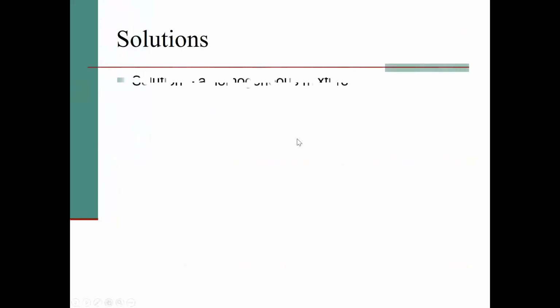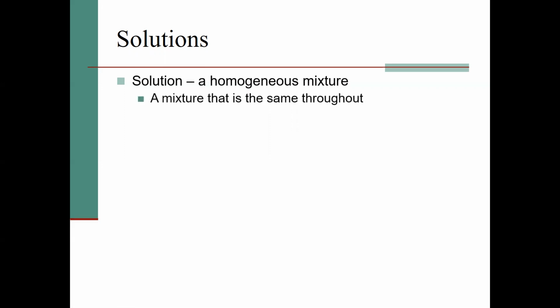So a solution is a homogeneous mixture. Homo means the same. A homogeneous mixture is something that is the same throughout. Typically, a solution is a liquid homogeneous mixture.